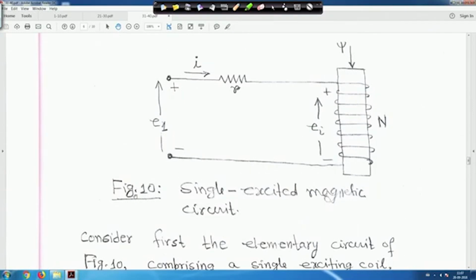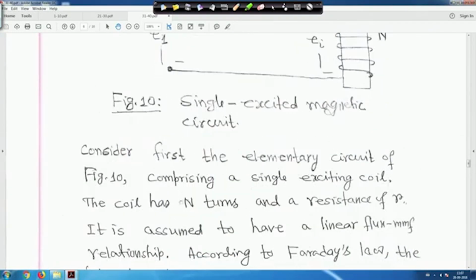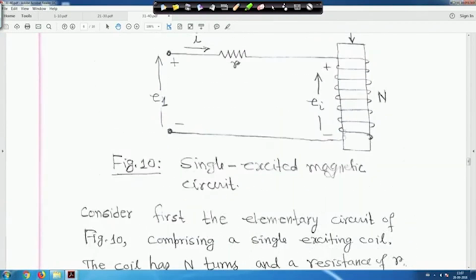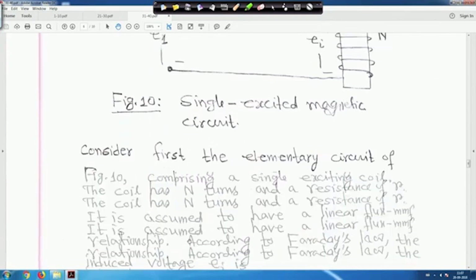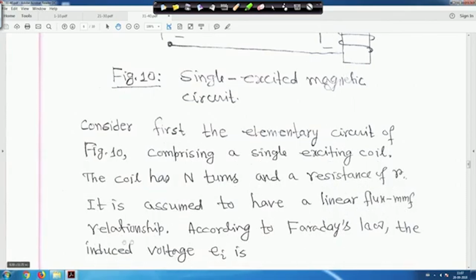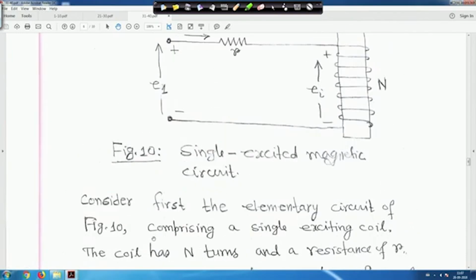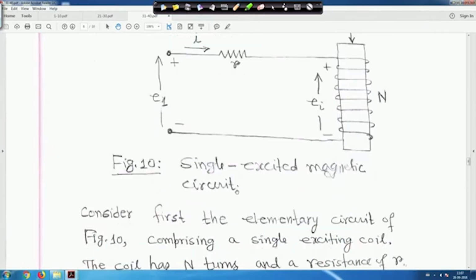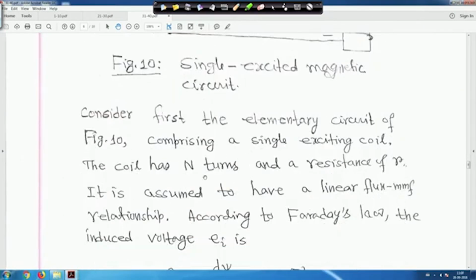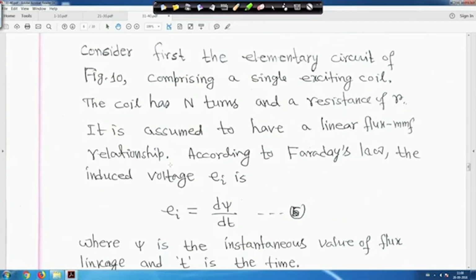So this is figure 10, right? It comprises a single exciting coil, this is your coil. The coil has n turns and a resistance R, and it is assumed to have a linear flux-mmf relationship. We will assume the relationship between flux and mmf is linear. So the coil has n turns and a resistance R, and it is assumed to have a linear flux-mmf relationship.